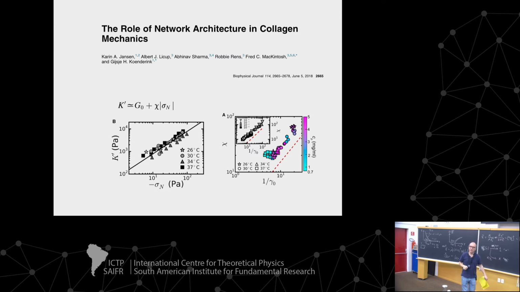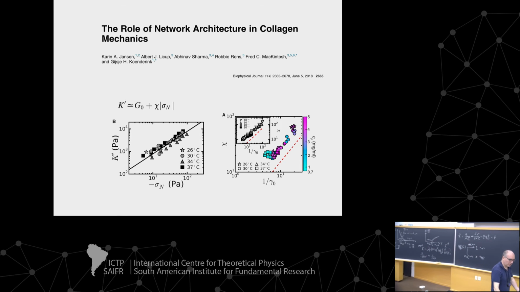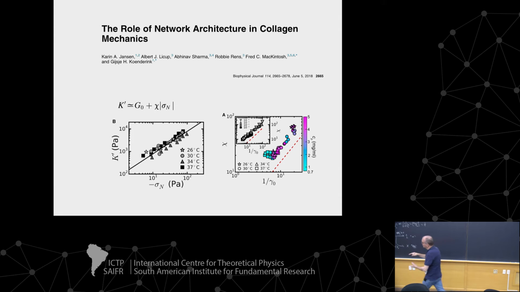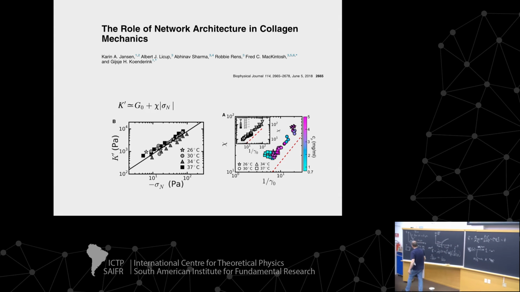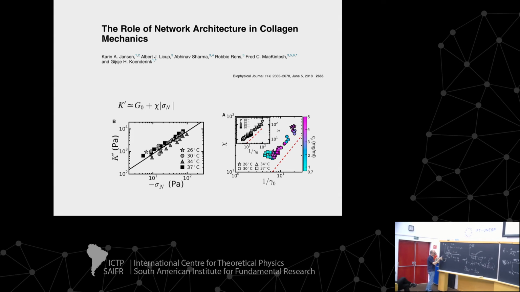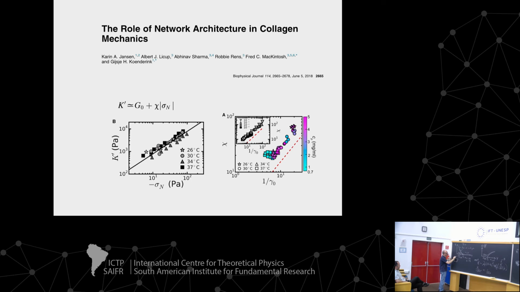But it's not the shear stress, it's the normal stress. So when you apply shear stress to a sample like this, what happens for these systems like collagen is they develop significant traction forces along the axis, okay?